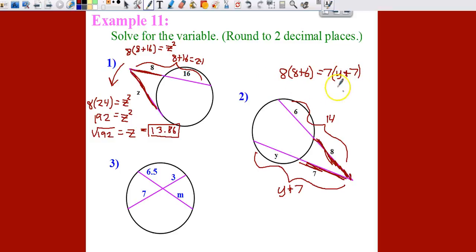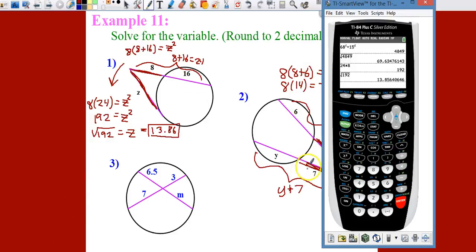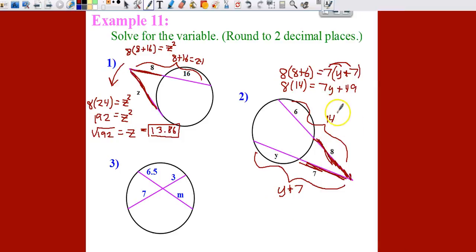Now in this problem, we'll have some distributing that we want to do. So the first thing I would do is go ahead and add the 8 and the 6 to get you 14. Well, we don't have to distribute, but that's probably the route I'll go in this one. And I'm going to distribute the 7 to the y and the 7, so it's going to be 7y plus 49. All right, 8 times 14 is 112. So I'll bring that down here.